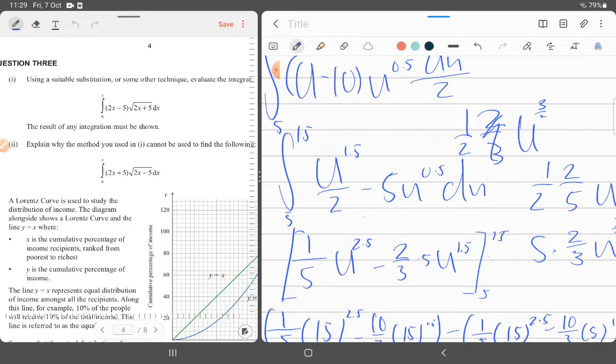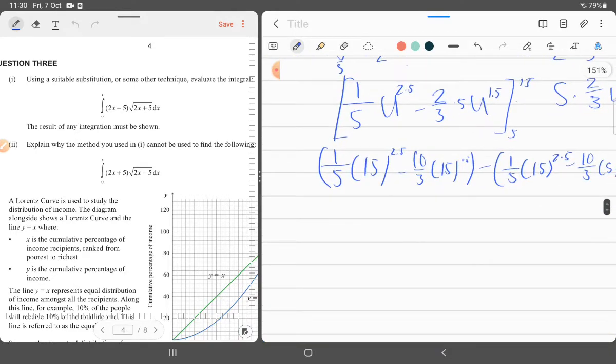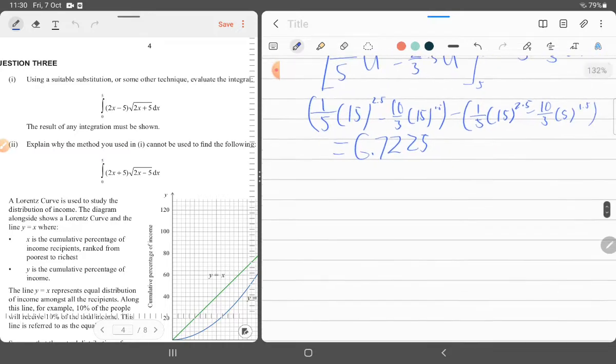Right, let me just check. 1 over 5 is 15 to the power 2.5, take away 10 over 3, and 15 brackets 10 to the power. Oh, why did I input 5 for those? Oh, okay, that seems better. Wait, let me just check with my calculator. The integral of 2x take away 5 square root of 2x plus 5 from 0 to 5 indeed equals 6.7225. Okay.